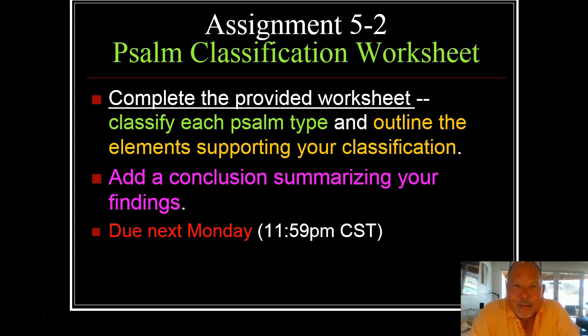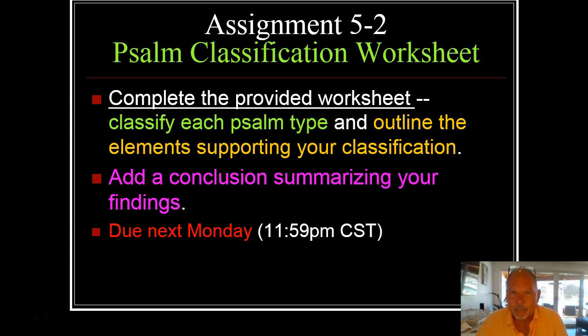Then for assignment 5.2, it's a psalm classification worksheet, and I want you to complete the provided worksheet classifying each psalm type and outline the elements supporting your classification. At a conclusion, summarizing your findings.